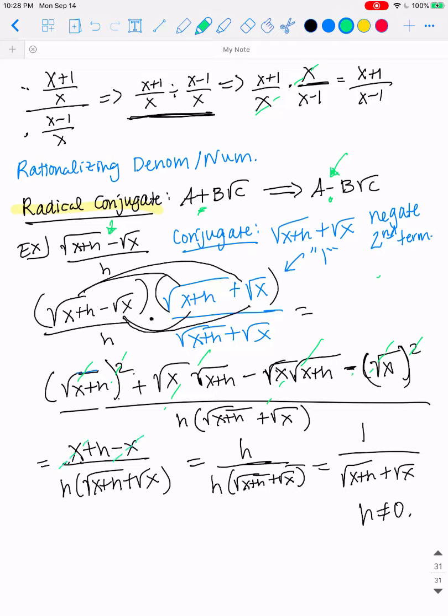So our x's cancel. We're left with h over h times square root of x plus h plus square root of x. So the h is canceled as well. And so our answer is 1 over square root of x plus h plus square root of x. So our h cannot be equal to 0. Otherwise, we'd have a 0 denominator. So that's our domain here.